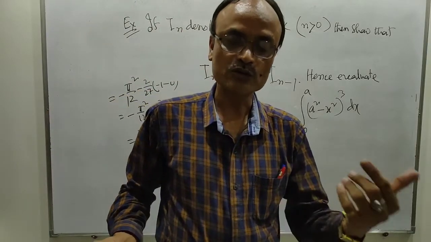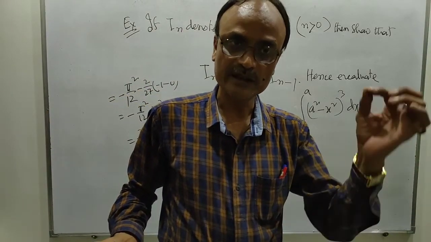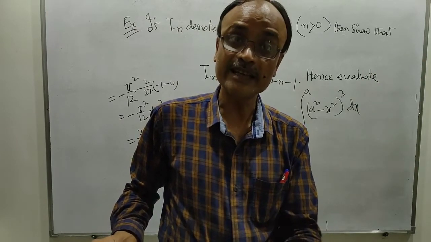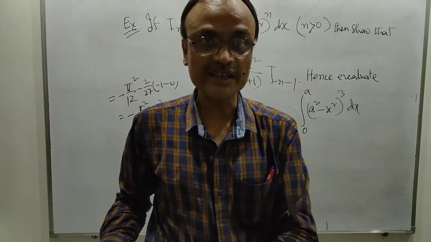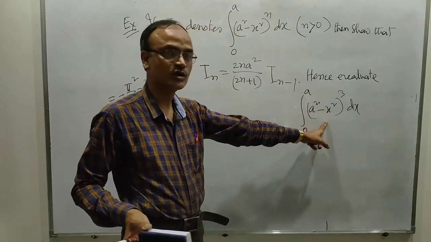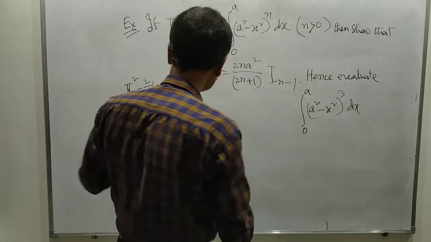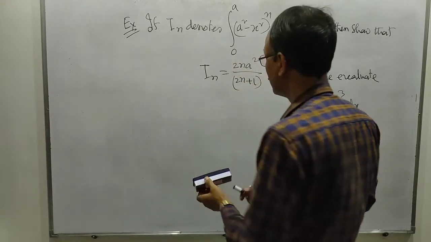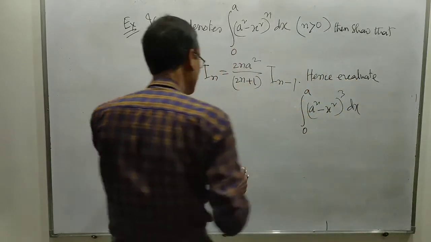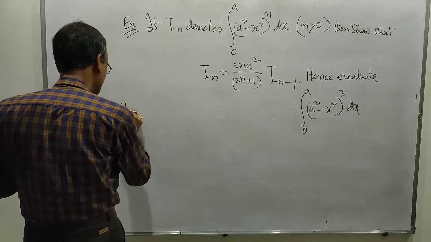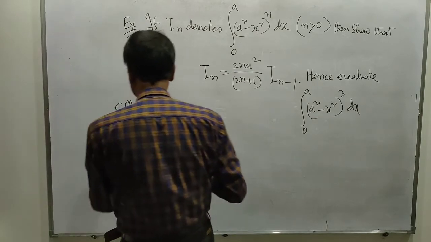Now, to find the value of this, we have to apply the reduction formula. First, we prove the reduction formula. Then we will use it to find the value of the integration from 0 to a of (a square minus x square) whole cube dx. You have written this. Now the solution is like this.